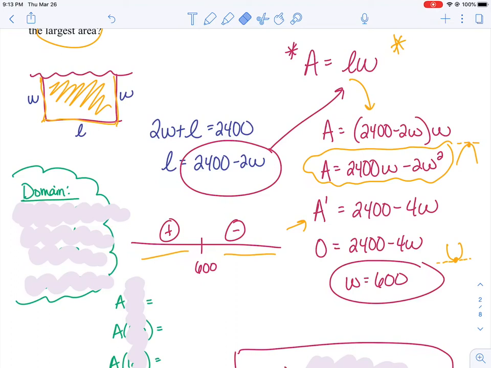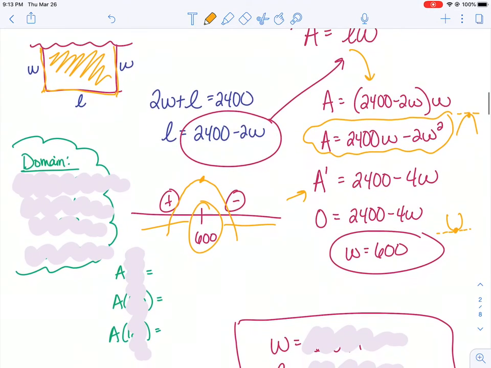I ended up getting that my derivative changes from positive to negative. If that's the case, then I know that my original area is increasing and then decreasing. So it looks like 600 is a relative maximum, which is a pretty good answer, but is that the best answer we could possibly come up with? Is that the absolute maximum value?